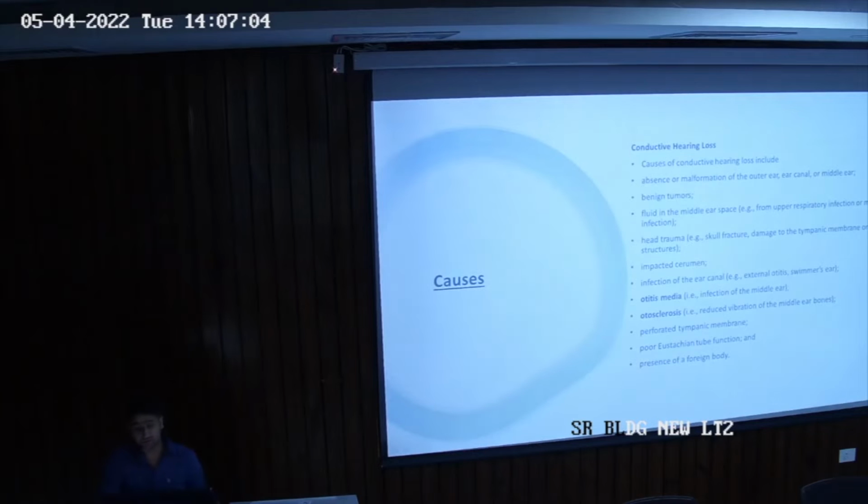So what are the causes? For conductive hearing loss: malformation of the outer ear, the canal, the middle ear, benign tumors anywhere in the system, fluid in the middle ear space from upper respiratory tract infection or middle ear infection, head trauma like skull fracture, damage to the tympanic membrane or middle ear structures, impacted wax, infection of the ear canal, swimmer's ear, otitis media, otosclerosis, perforated tympanic membrane, poor eustachian tube function and presence of a foreign body. These all are separate chapters.